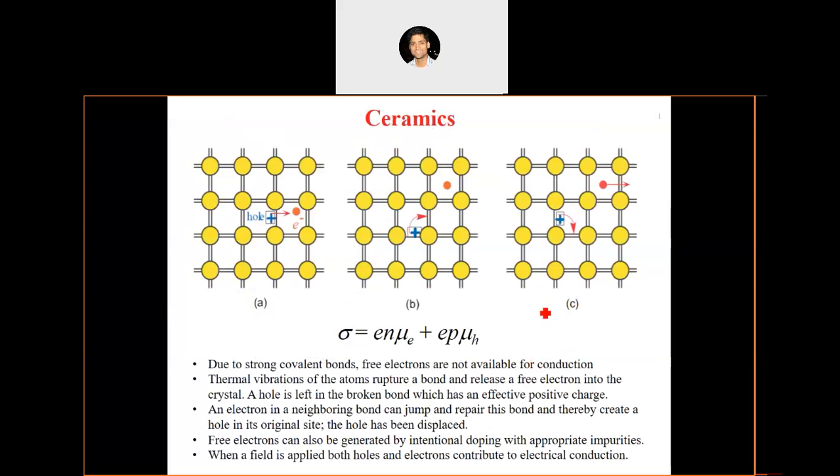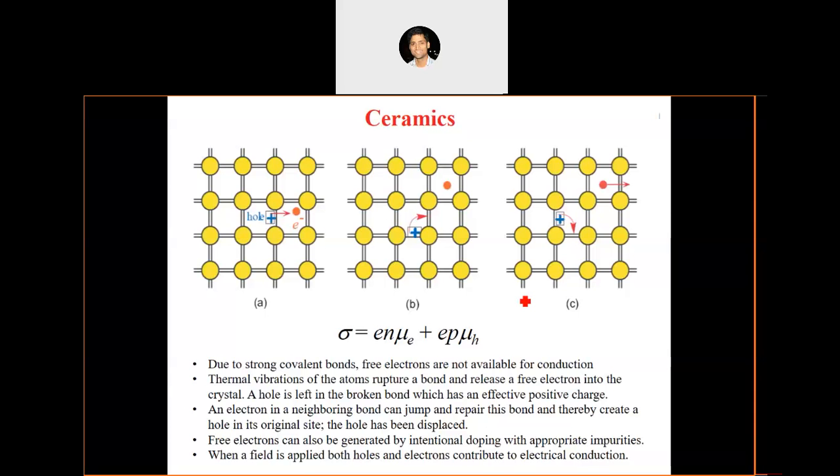Okay. Now let us see what happens in ceramics. To discuss this slide, first let us just recap what happens in metals. In metals, there is a metallic bond, right? Metallic bond means there are a lot of electrons which are shared by all the atoms which are present in the crystal. There is no localization of the electrons. You cannot say that this particular electron belongs to a particular atom.